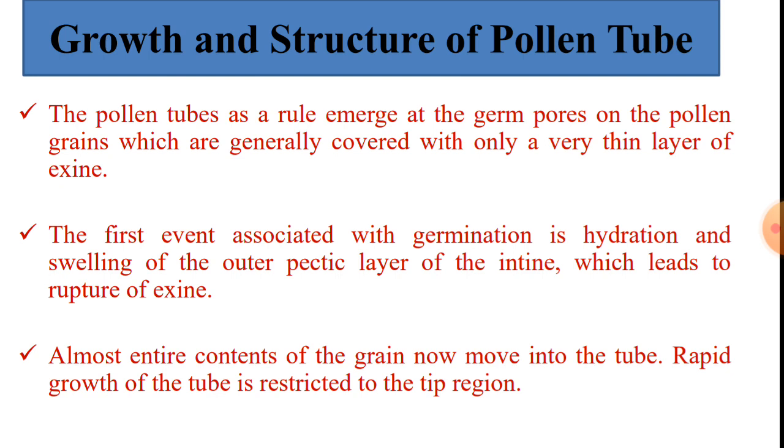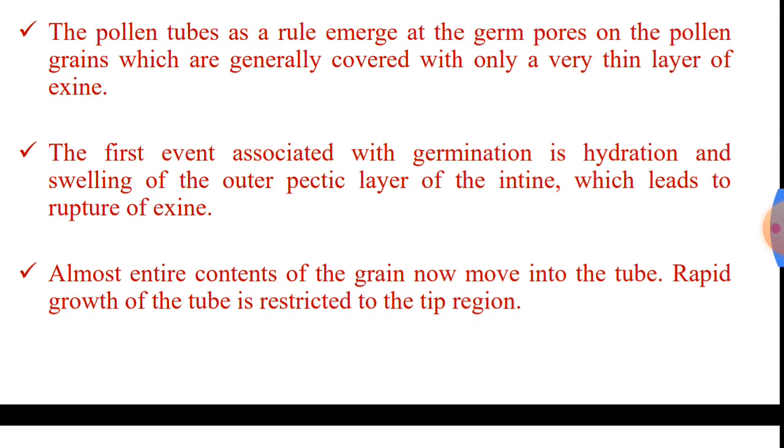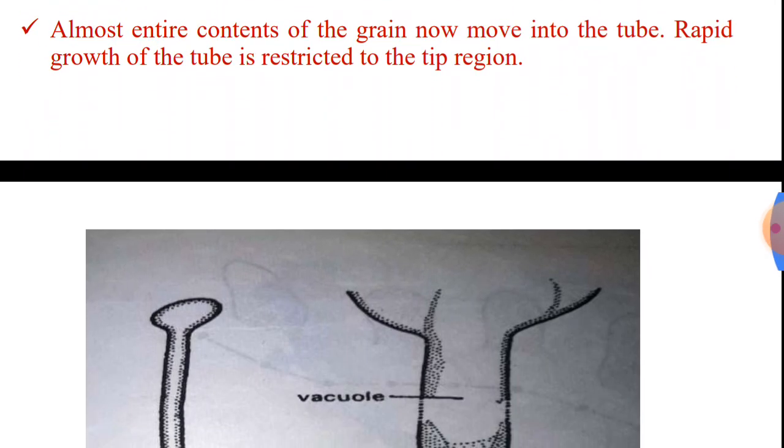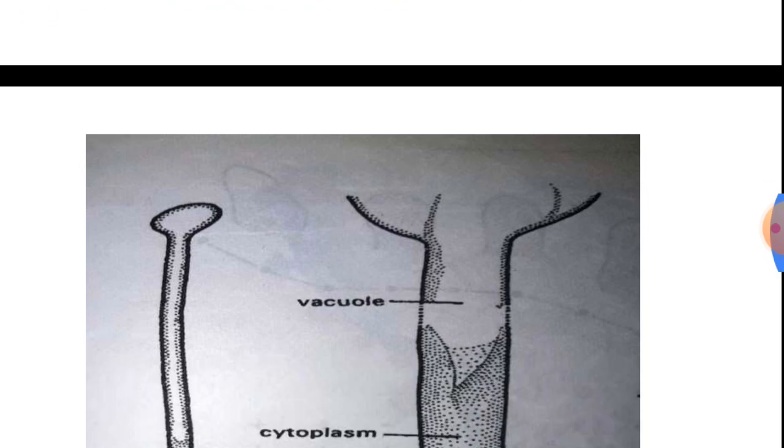The pollen tubes as a rule emerge at the germ pores on the pollen grains, which are generally covered with only a very thin layer of exine. The first event associated with germination is hydration and swelling of the outer pectic layer of the intine, which leads to rupture of the exine. Almost the entire content of the grain now moves into the tube. Rapid growth of the tube is restricted to the tip region.